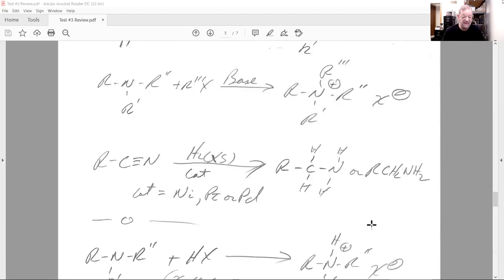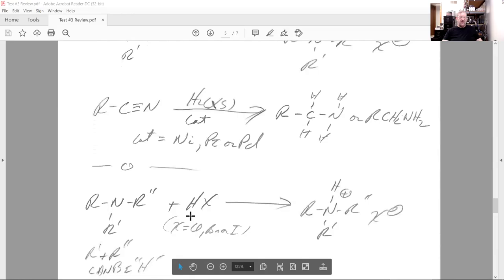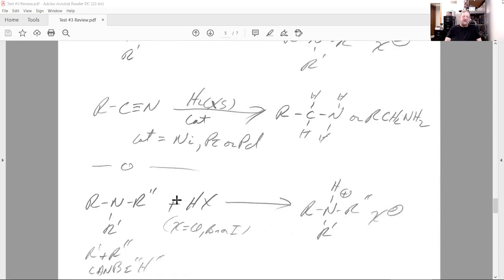Now, amines are bases. That means they accept the proton. And if you take an amine and react it with an acid, for this class, I'm going to stick to the hydrohalogen acids, or HX. X can be chlorine, bromine, or iodine, and you form an amine salt. Now remember, R prime and R double prime can be hydrogen, so this could be a primary, secondary, or tertiary amine. Quaternary ammonium salts do not react with acid, but I have never and will never write a question on a test where I ask you to give the product or products, and the answer will be no reaction. That will never happen on my test or final.